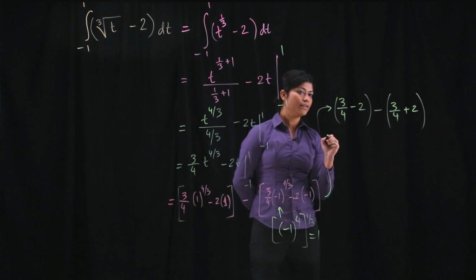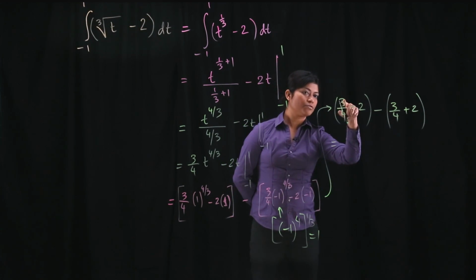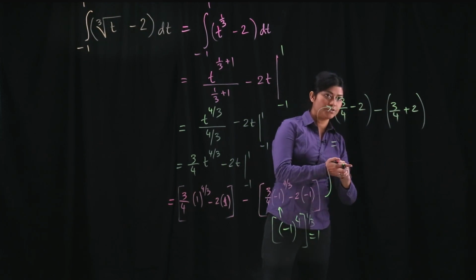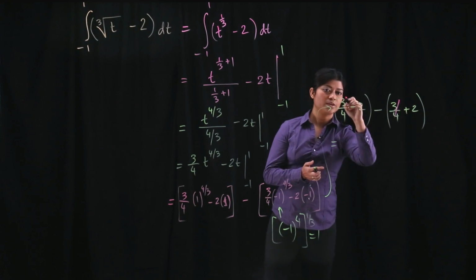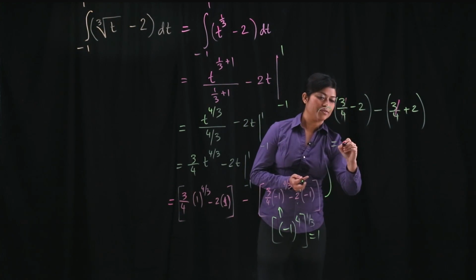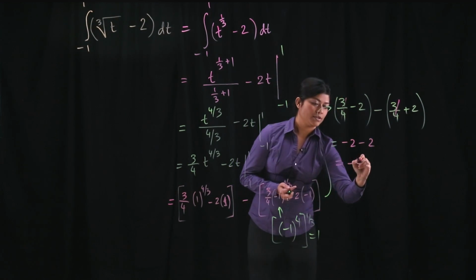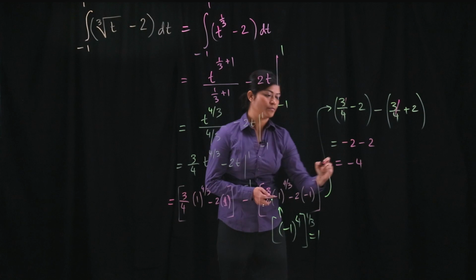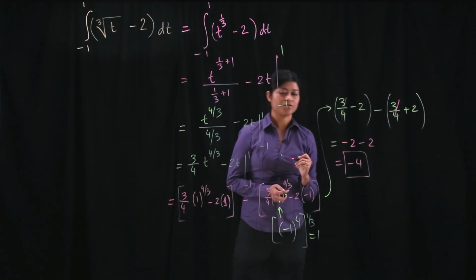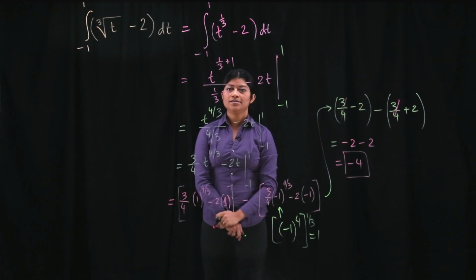Okay, simplify. Notice that you have 3/4 and a -3/4 here, so these two will cancel out. And you will have -2 minus 2. The answer is -4. So we have evaluated the definite integral.